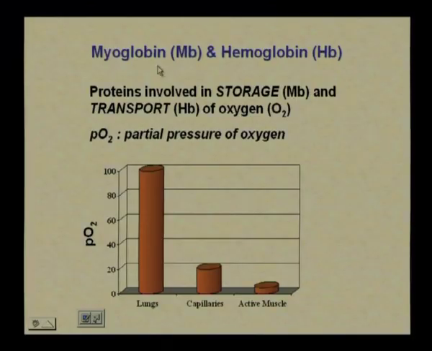So, if we go to the first slide here, what we have is the 2 proteins, myoglobin and hemoglobin. Now, these proteins are involved in storage, that is primarily myoglobin, and transport, primarily hemoglobin, of oxygen. Now, we all know that we breathe in oxygen and we exhale carbon dioxide and so on and so forth. But what we need to know is how this actually occurs.